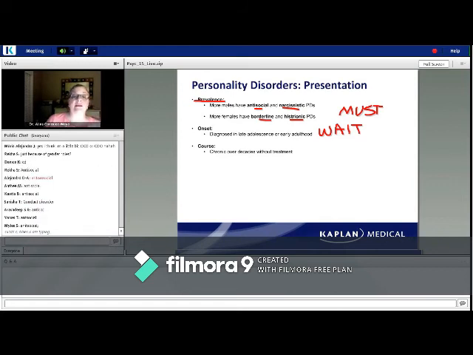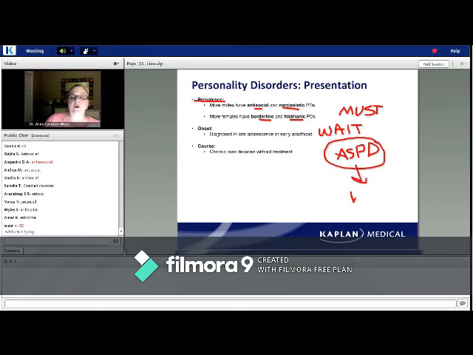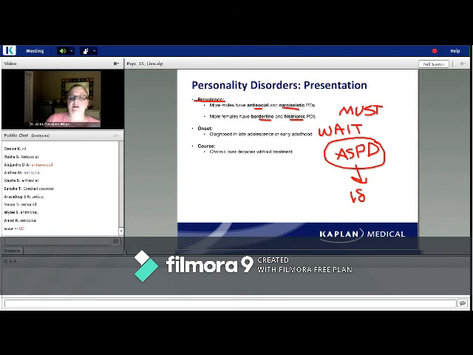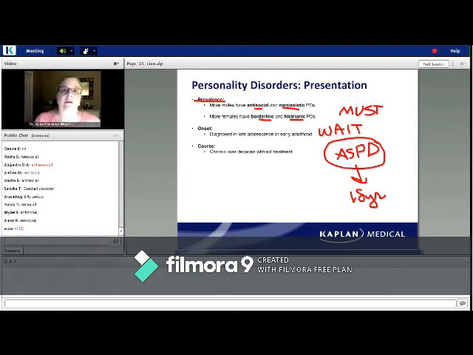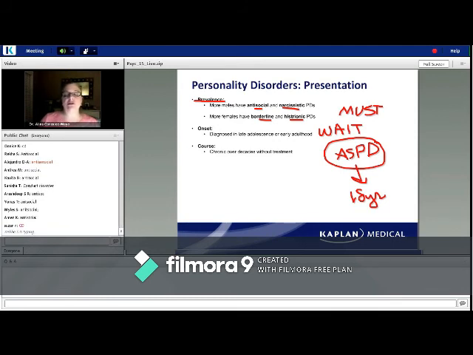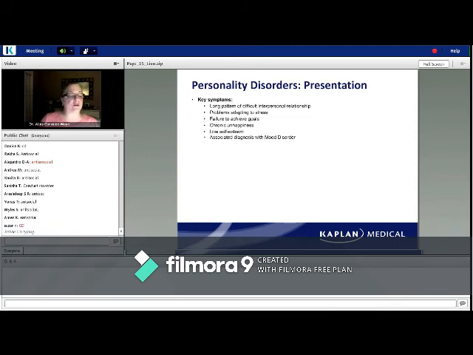Conduct disorder, exactly. So antisocial personality disorder is the only one where you have to wait until you are 18 years of age. Then you can give them the diagnosis, because if not, you cannot call them that. So when they're under 18, they're conduct. Once you turn 18, then you're called antisocial. Good.